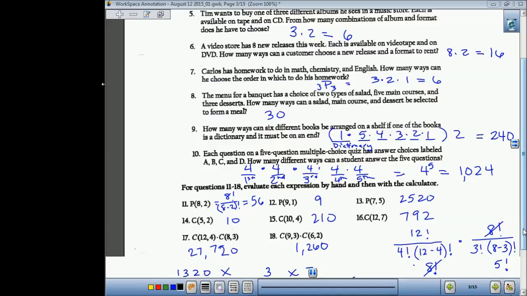It's just a breeze. Alright, number 10. Okay, so this multiple choice quiz has how many questions? 5. The first question has how many possible answers? 4. The second question has how many possible answers? 4. The third has 4, the fourth has 4, and the fifth has 4. So it's 4 to the fifth, which is 1,024 possible ways of answering that quiz. Does that make sense?